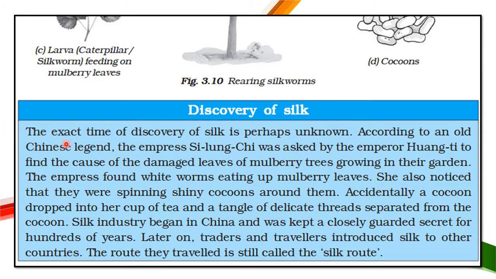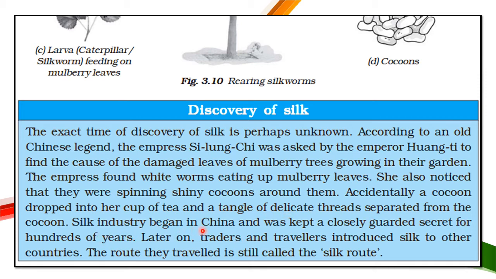History of silk. The exact time of discovery of silk is perhaps unknown. According to an old Chinese legend, the Emperor Si Lang Chi was asked by the Emperor Hunganti to find the cause of the damaged leaves of mulberry trees growing in their garden. The Empress found white worms eating up mulberry leaves. She also noticed that they were spinning shiny cocoons around them. Accidentally, a cocoon dropped into her cup of tea, and the tangle of delicate threads separated from the cocoon.